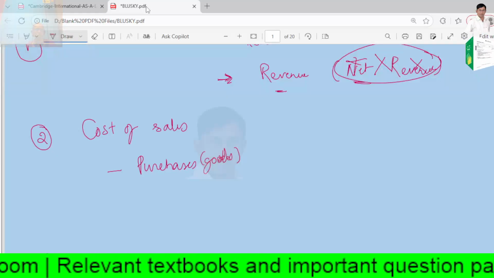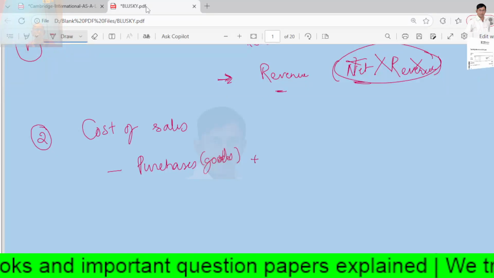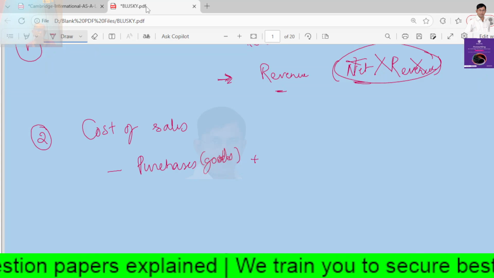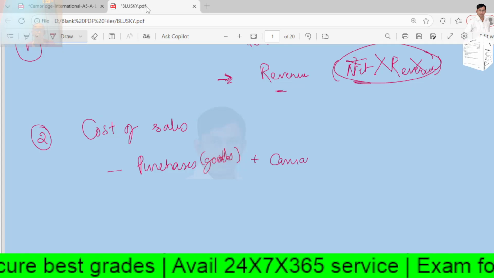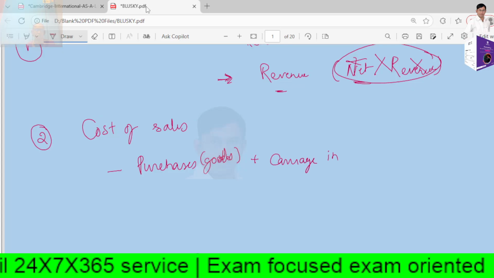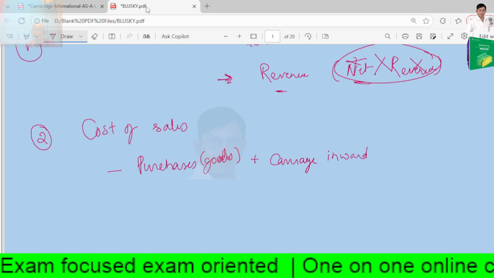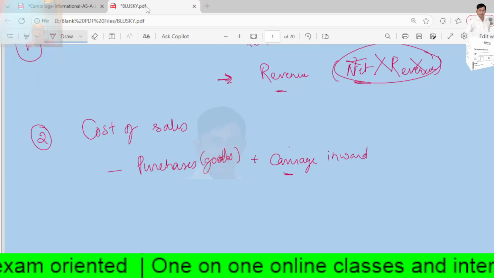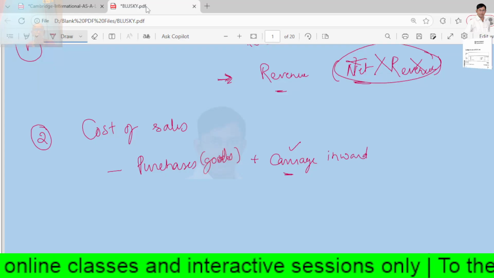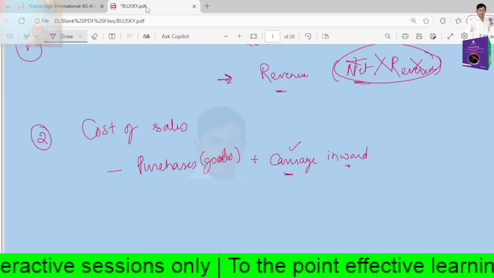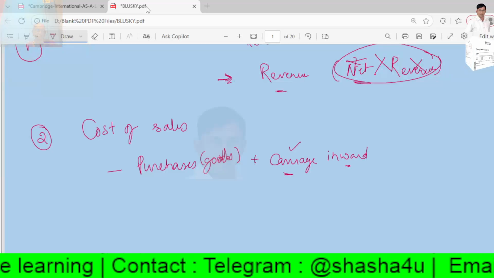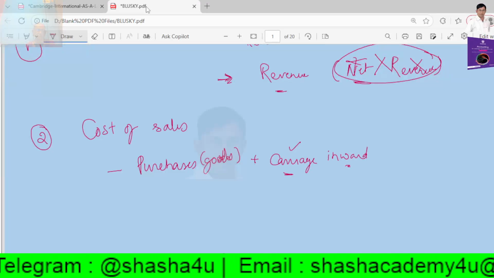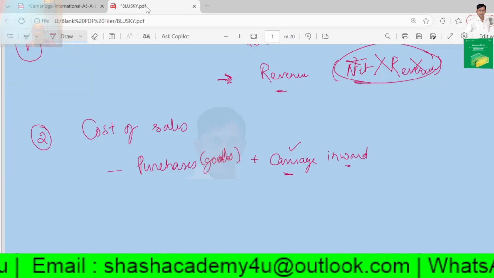To get the goods inside the company or godown or factory, you might have incurred carriage inward. Remember, there are two types of carriage: carriage inward and carriage outward. Carriage inward means when we purchase, we get the materials inside our premises, so we incur carriage inward. So purchases plus carriage inward.